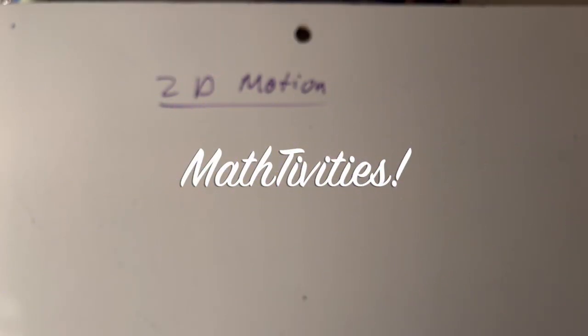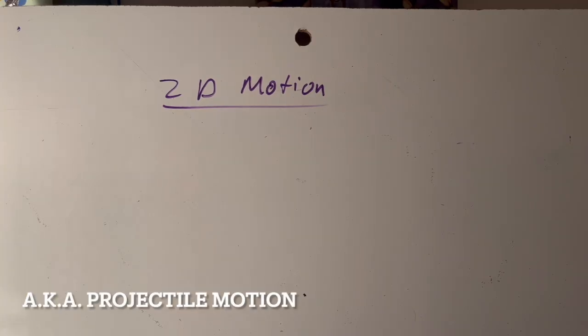Today we're going to be covering 2D motion. 2D motion is an important concept in physics, higher physics, early physics. And 2D motion essentially means when you have a projectile. It's also known as projectile motion. Now, 2D motion describes a particle's position.